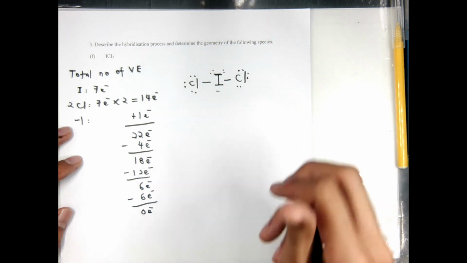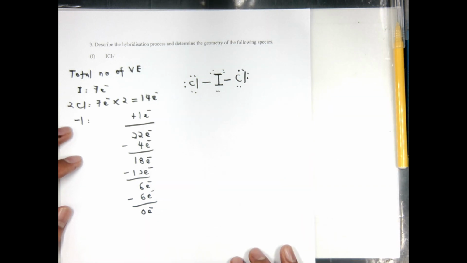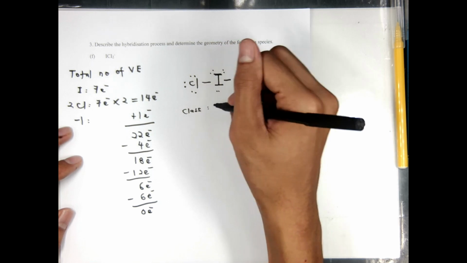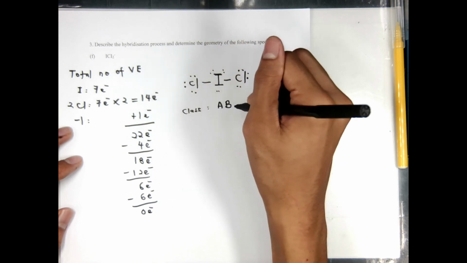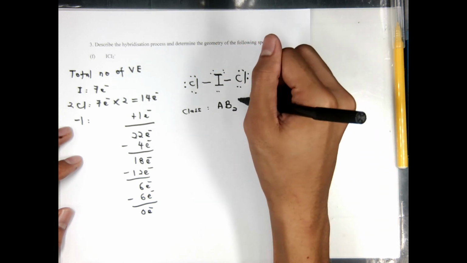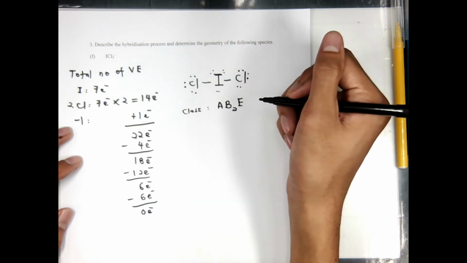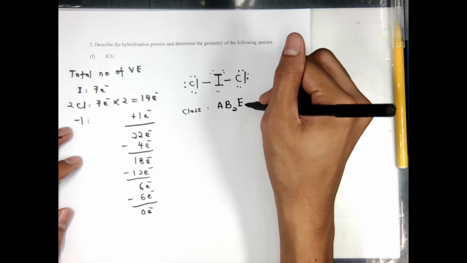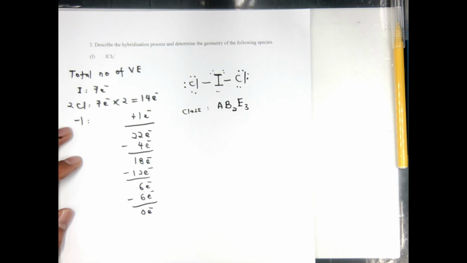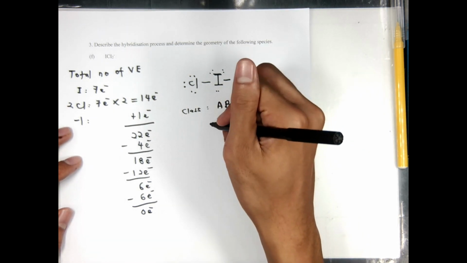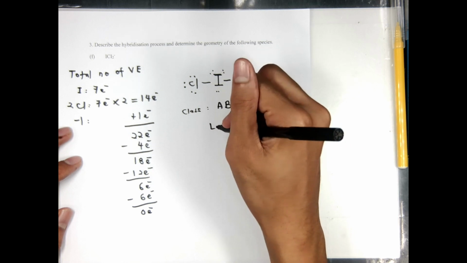And then I need to determine the class of the molecule. So the class of my species is AB2E3, because I have 2 bonding pairs, where B represents bonding pairs, and E represents the lone pairs at the central atom, which is 1, 2, 3. AB2E3, if you look at the table, it gives you a linear shape.